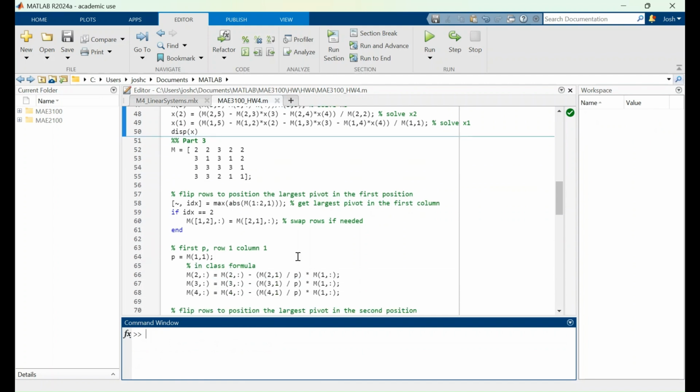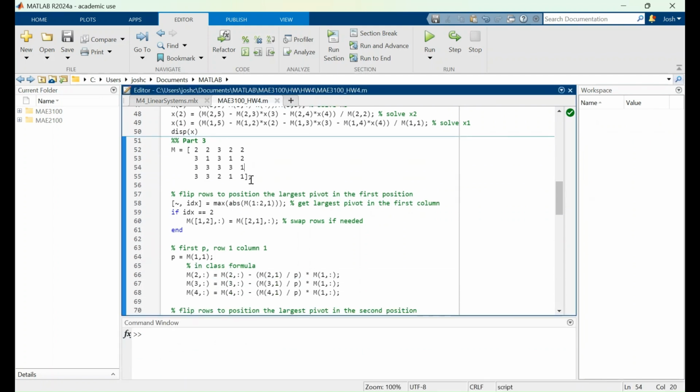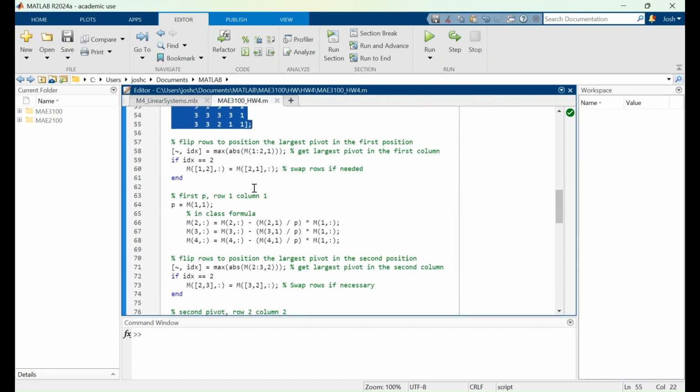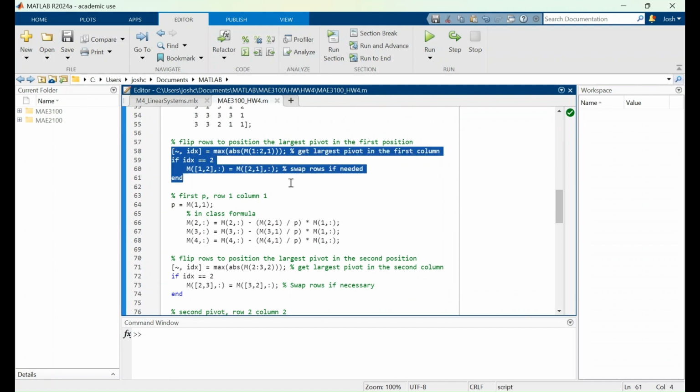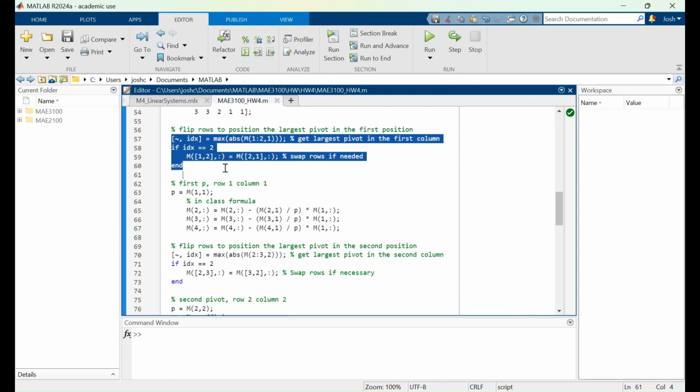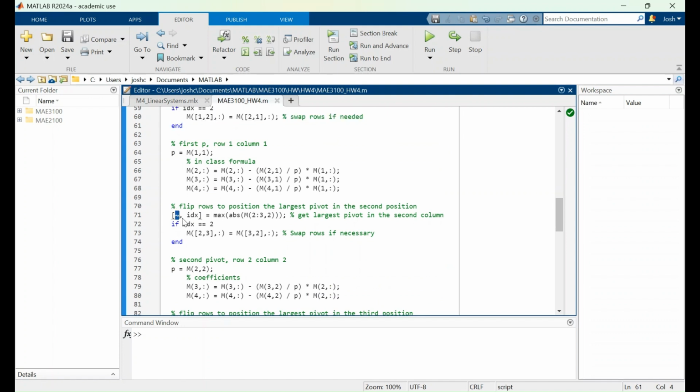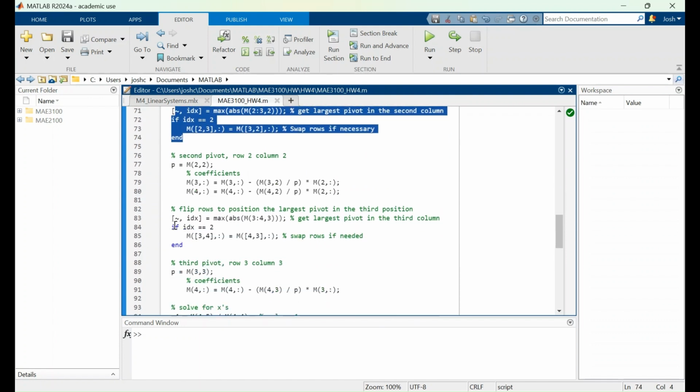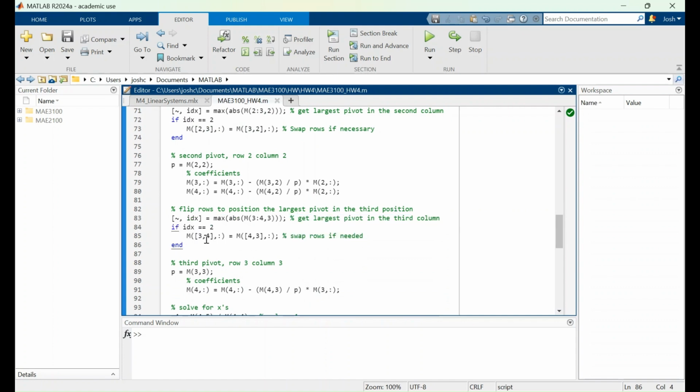Okay. Part 2, we use partial pivoting for Gauss elimination rather than naive. Same matrix. The only thing we add really is just this before each pivot. So you can see it here. You can see it before the pivot here. See it before the pivot here.